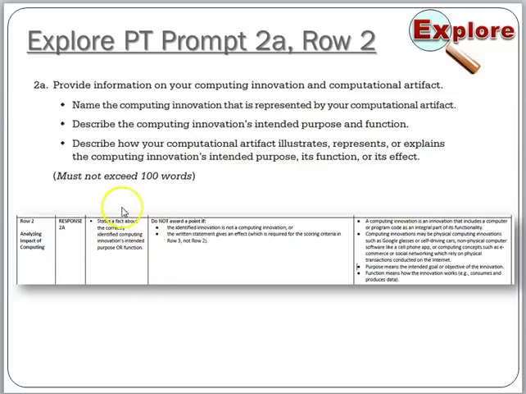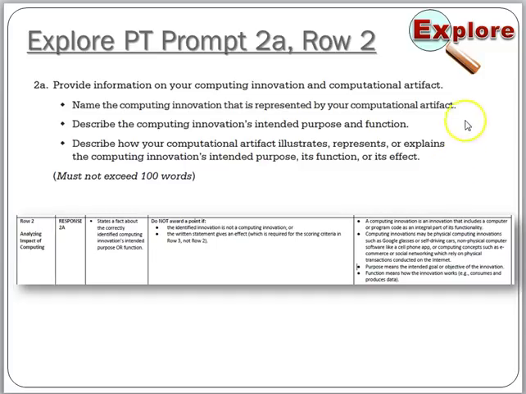If you look here at row 2 of the rubric, it says that in prompt 2A, you must state a fact about the correctly identified innovation's purpose or function. This would be a great place to cite the product specifications of your item as a source. Now, if you read the directions for 2A, it says they want you to name your artifact, name your innovation that you represented by your artifact, describe its purpose and function, and describe how your artifact illustrates, represents, or explains. So the prompt for 2A includes a little bit more than the rubric row 2 for 2A.